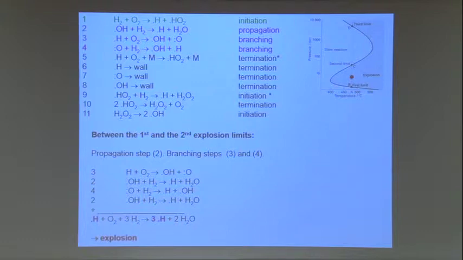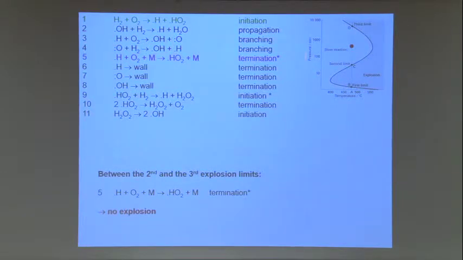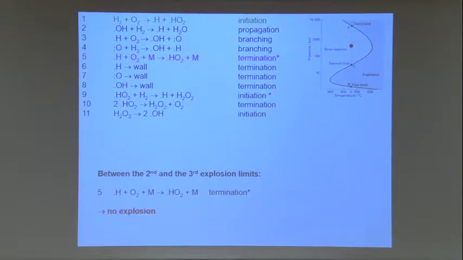And so you can look at what's happening there. Each of those hydrogens is producing 3 new hydrogens, and we're moving to a rapid increase in the number of chain centers, and we're getting explosion. We now move into this slow reaction phase here, and now the termination step is H plus O2 plus M, forming HO2 plus M. And that's now occurring more rapidly than the branching steps. So we get no explosion.